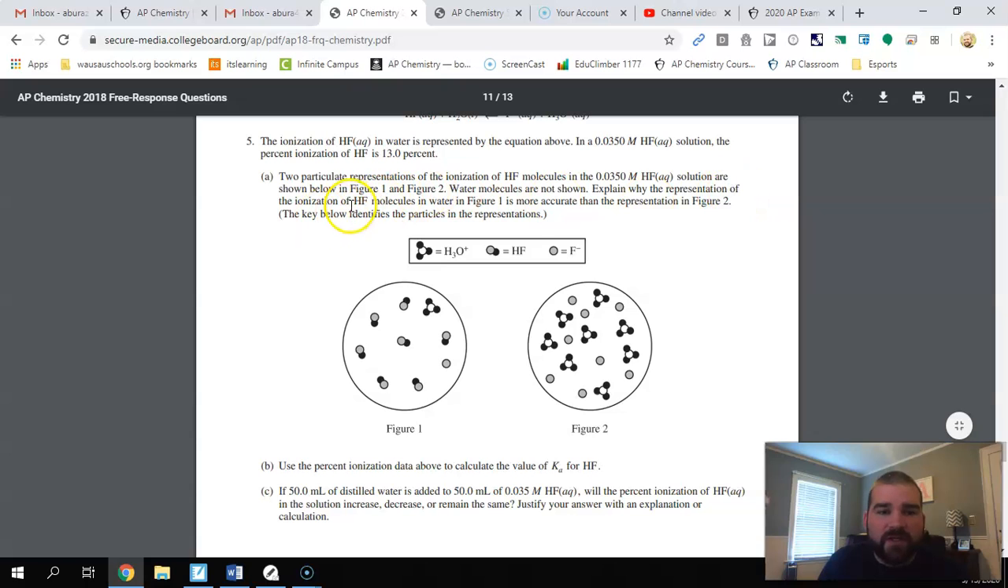Explain why the representation of the ionization of hydrofluoric acid in figure 1 is more accurate than figure 2. Okay, so let's look here. Figure 1 shows a whole bunch of HF molecules and one of them broken apart into F minus and hydronium. Figure 2 shows every single molecule dissociated. And here's the deal. They told us that 13% of this breaks apart.